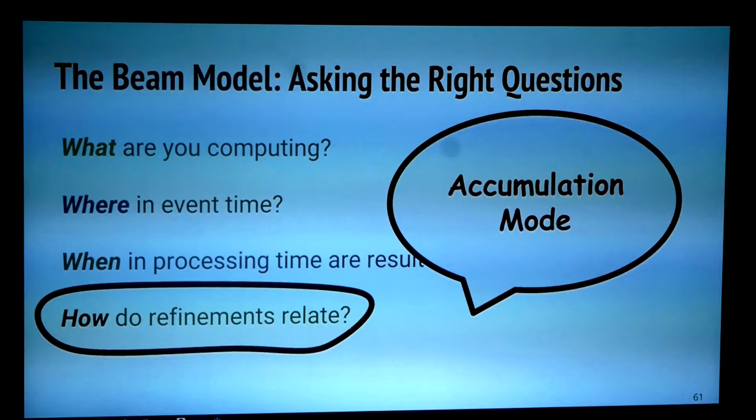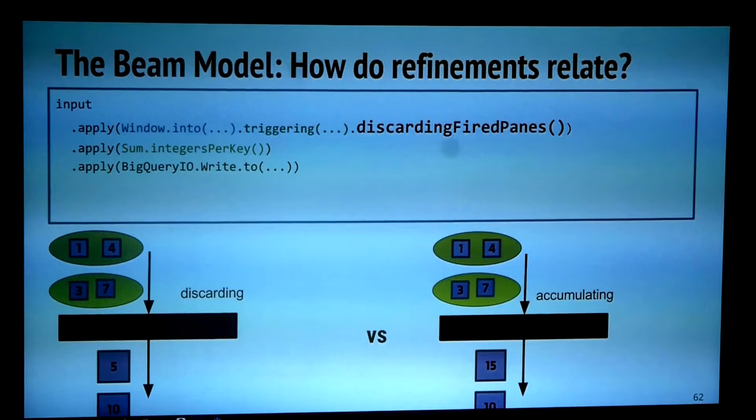So that's triggers, and now I want to dig into zooming in on when you emit output more than once. That's how these refinements relate. Each output is a refinement of the prior, and that we call accumulation mode in Beam. Here's an example of being quite explicit about the accumulation mode.